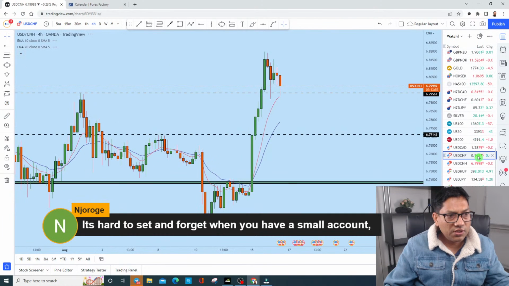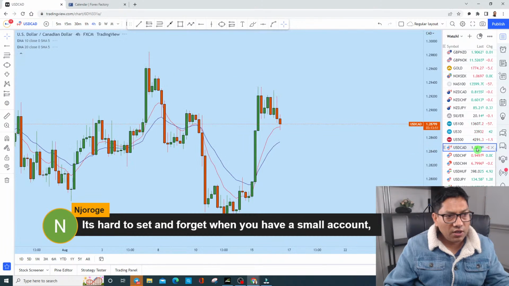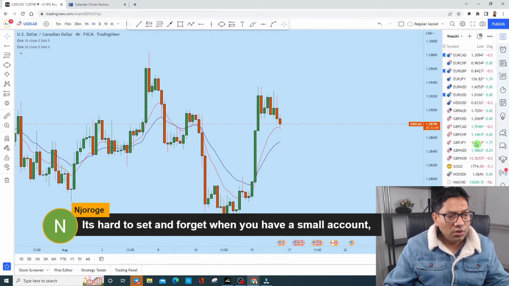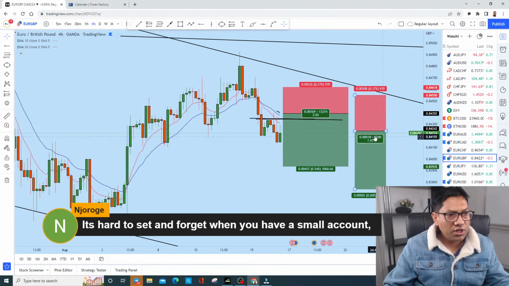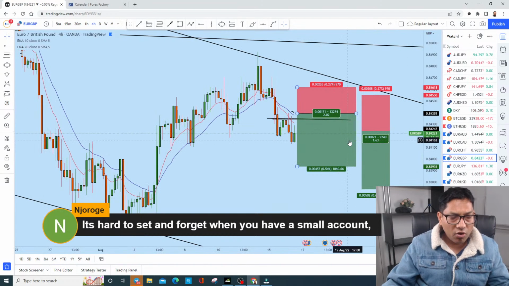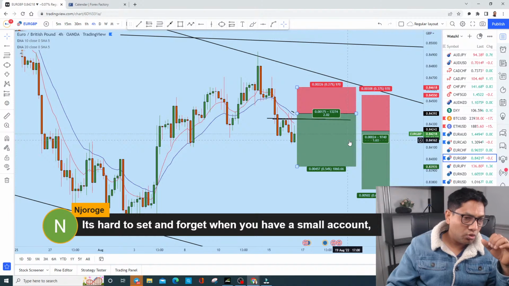Yeah guys, so these are the pairs. Let me look at everything, whether I have covered everything or not. Let me know if you have any other question. EUR/GBP, we are running 2 trades now on EUR/GBP. Both are in profit, and I'm confident that we will be winning these 2 trades.